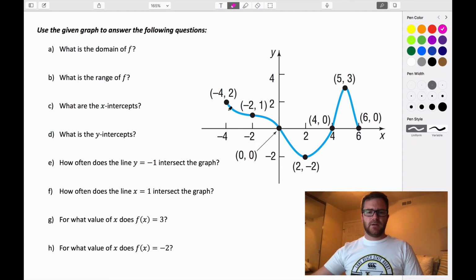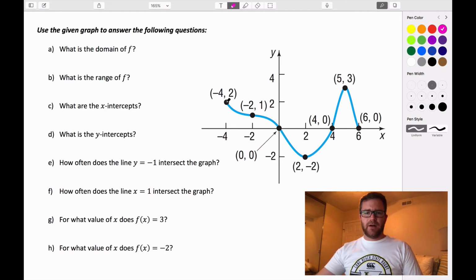All right, so let's look at trying to find the domain of this function. So remember, when we're talking about domain, what we're looking for are all possible input values that give us some output value. So basically what it means is just where do we see our graph? For what values of x does the graph actually exist?